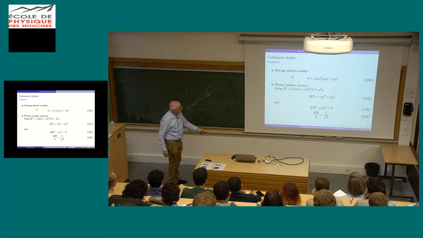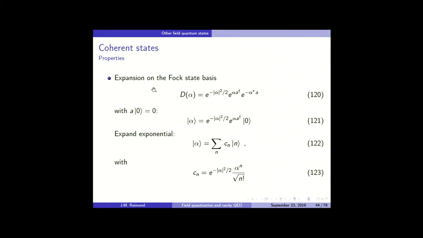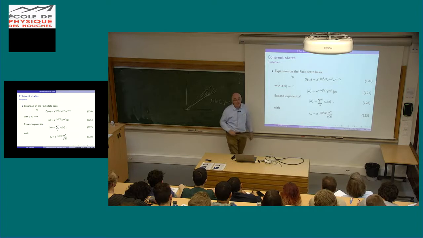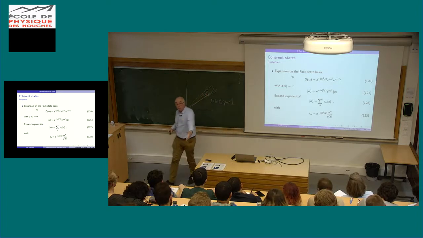And that confirms that the larger the photon number, the more negligible the fluctuations are in relative value. So we can confirm that by finding the expansion of the coherent state on the Fock state basis.